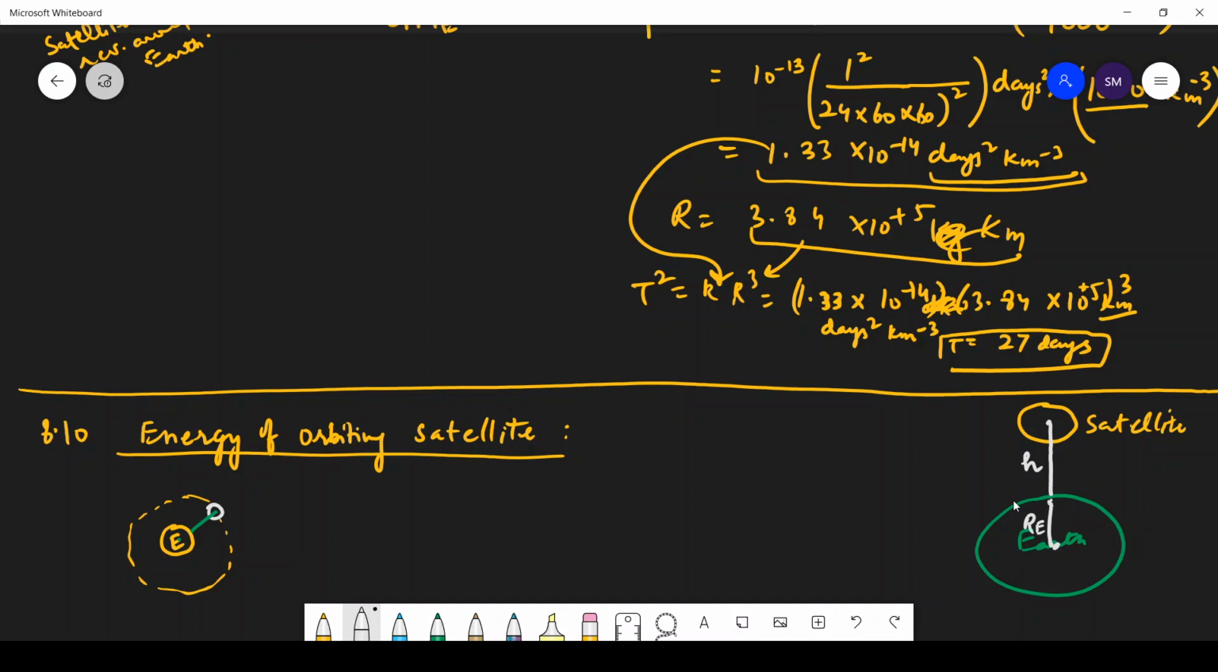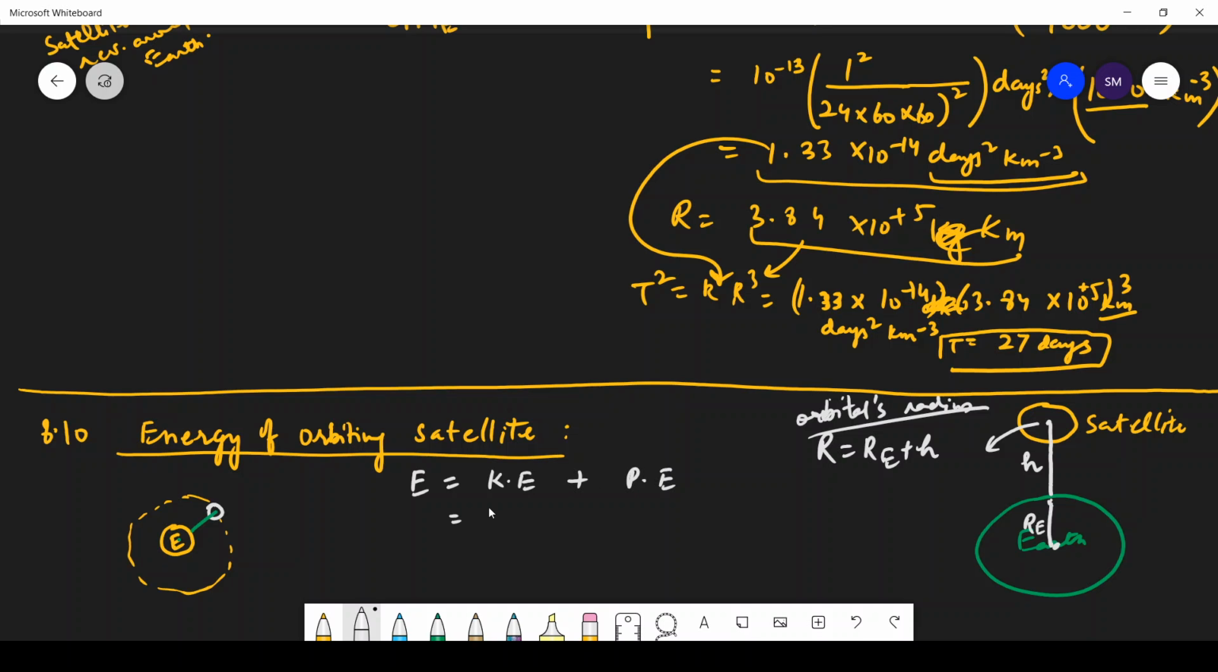So how much is the orbital radius? The orbital radius is equal to RE plus h. Is it okay? The orbital radius of the satellite, that is your r, is equal to RE plus h. Now of course this orbiting satellite, because it is moving, has kinetic energy plus potential energy. So the energy of the satellite is kinetic energy plus potential energy, isn't it?